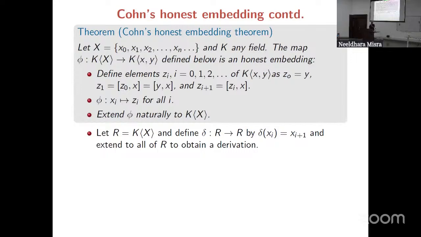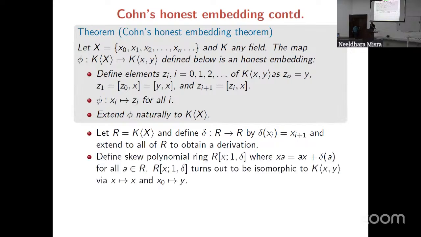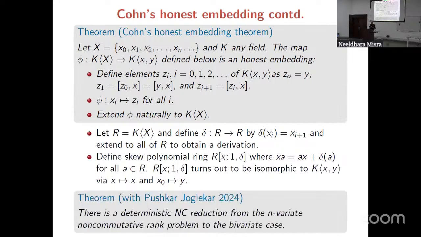I'll skip the proof. It uses skew polynomial rings of the other kind, using delta. Because of this, just by reading this theorem, you can give a deterministic NC reduction from the n-variate non-commutative rank problem to the bivariate case. I'll stop at this point.